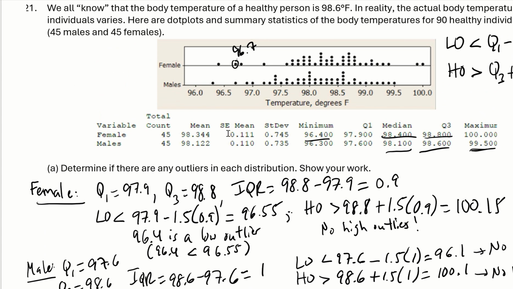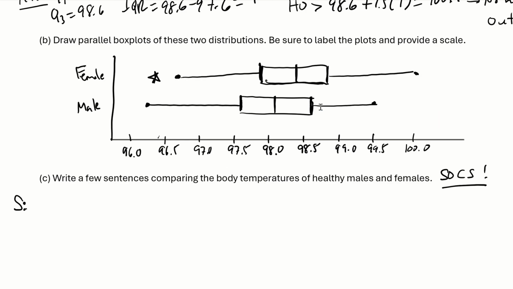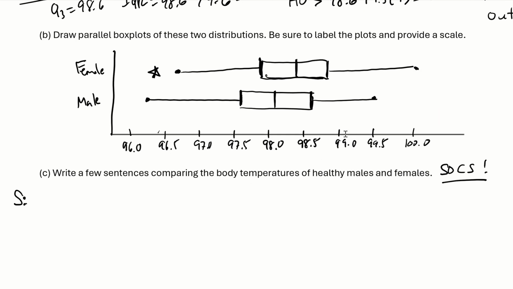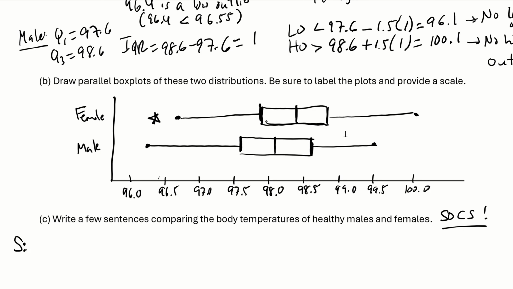Now, you could use the dot plot, but remember, they don't have to give you the dot plot for this. They could just give you the data points, right? They could say, oh, it's 96, 97. They can give you the actual numbers and not give you the dot plot. So when you're talking about the shape, you don't have to use the dot plot. You're given the parallel box plots for a reason, so use it.